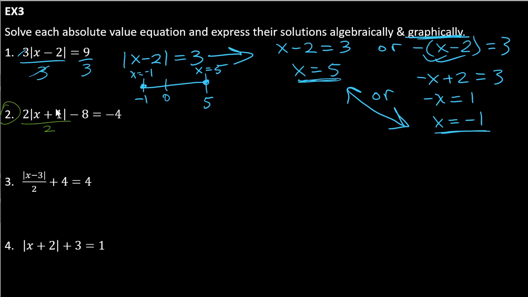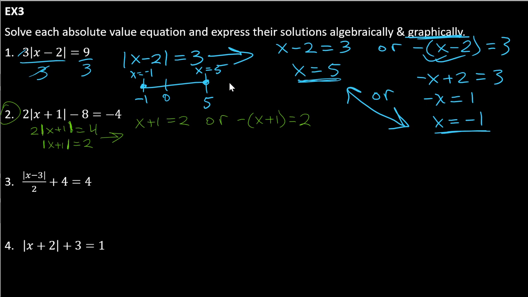So we're going to divide by 2. Oops, no we're not. I didn't see the minus 8 there. We're going to add 8 to both sides first. So 2 absolute value of x plus 1 is equal to 4. Then we're going to divide by 2. Okay, and now we're going to have our multiple solutions. So we're going to say positive x plus 1 equals 2, or negative x plus 1 equals 2.